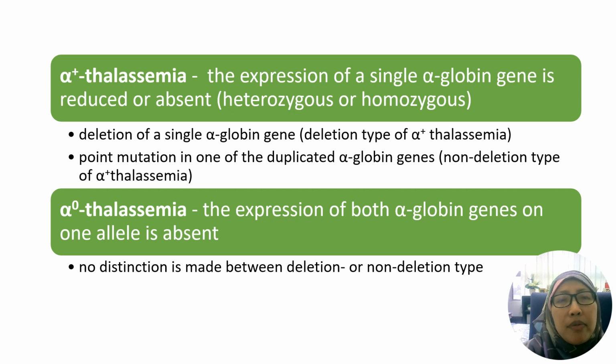When expression of both alpha globin genes on one allele is absent, it is called alpha naught thalassemia. As these are usually deletions involving both alpha globin genes, no distinction is made between deletion and non-deletion type, as what we usually use for the alpha plus thalassemia mutations. Compound heterozygous for deletional alpha plus thalassemia and alpha naught thalassemia will show hemoglobin H disease.